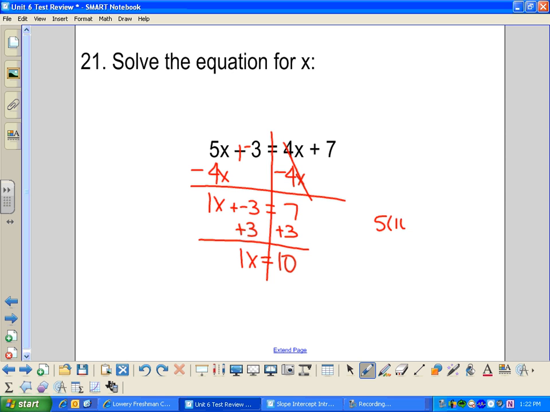5 times 10 minus 3 should be the same as 4 times 10 plus 7. Let's see, so it's 50 minus 3 should be the same as 40 plus 7. And that's true. So 47. Yes.